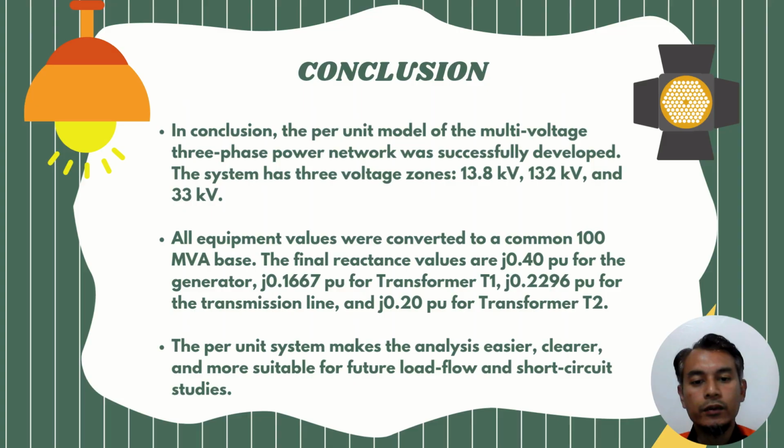All equipment values were converted to a common base of 100 MVA. The final per unit reactance values are j0.40 per unit for the generator, j0.1667 per unit for transformer T1, j0.2296 per unit for the transmission line, and the last is j0.20 per unit for transformer T2.